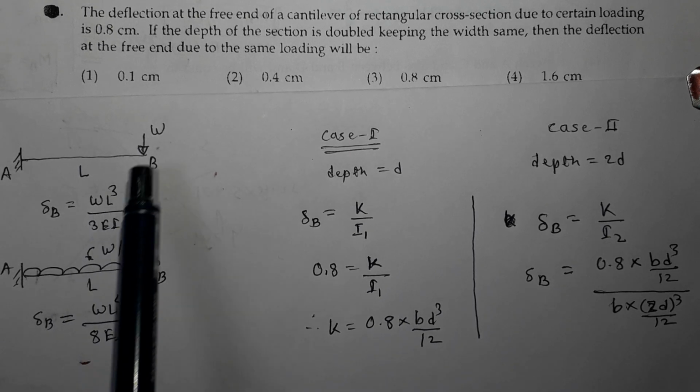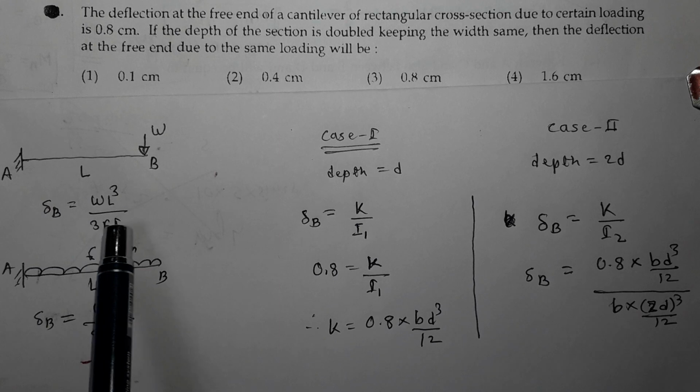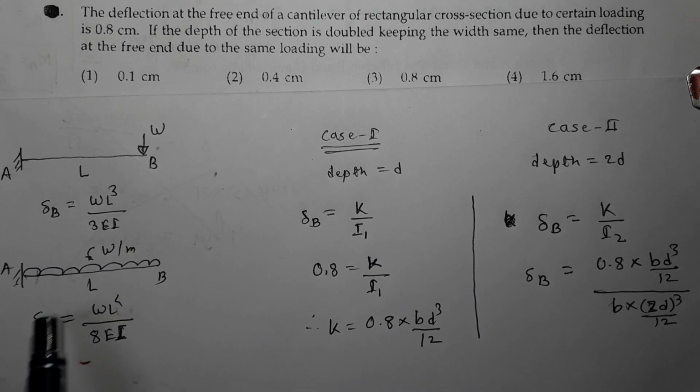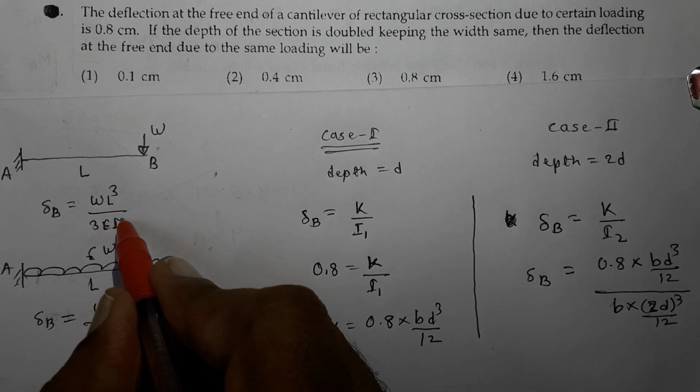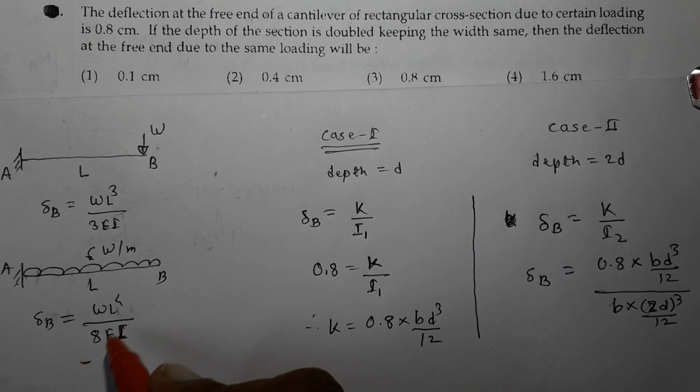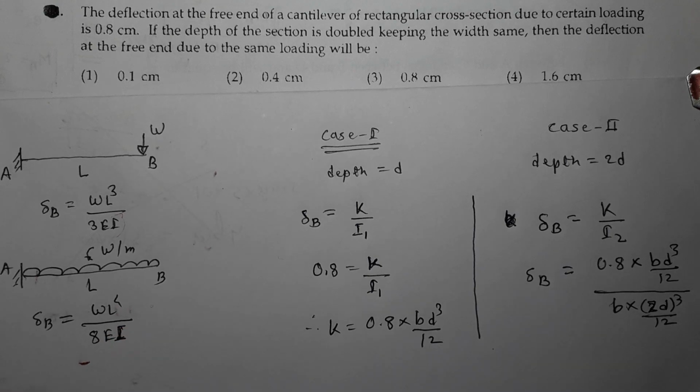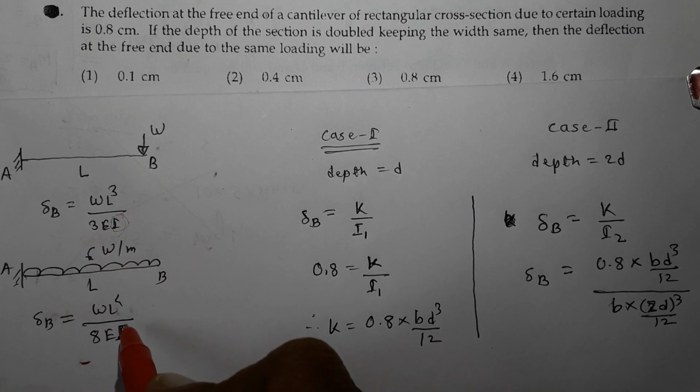In this case, the deflection at B is given as WL cube divided by 3 EI. In this case, the deflection at B is given as WL raised to 4 upon 8 EI. Now, if we observe these formulae, W is the load, L is the span of the beam, E is the property of the material, whereas this term I is the property of the cross section of the beam. And here they have changed the cross section.